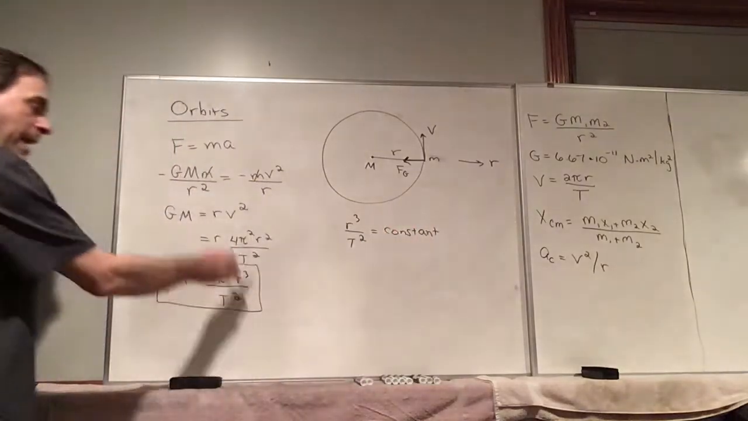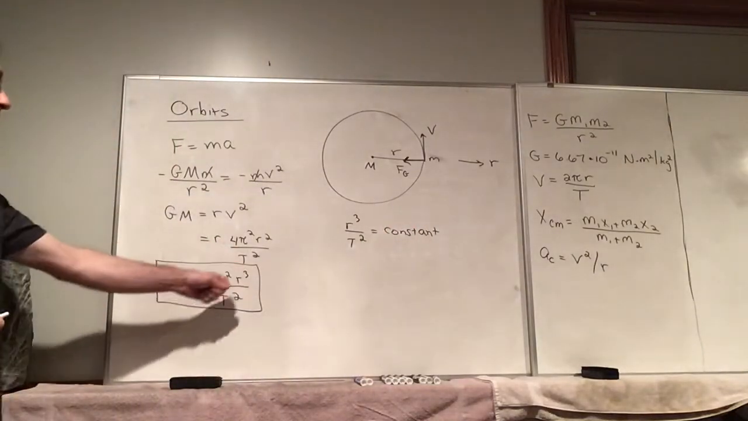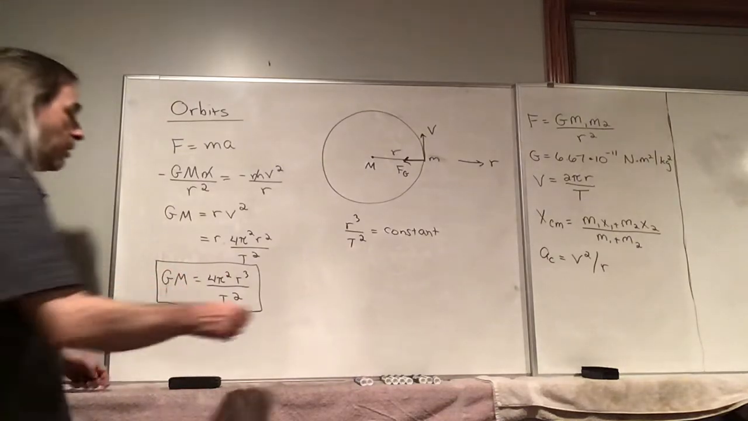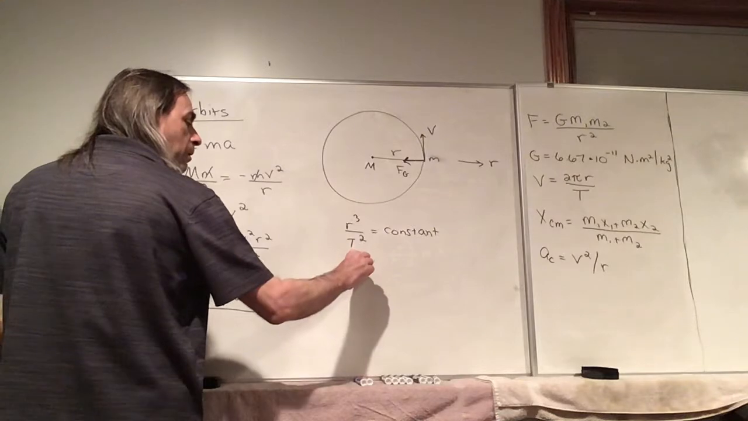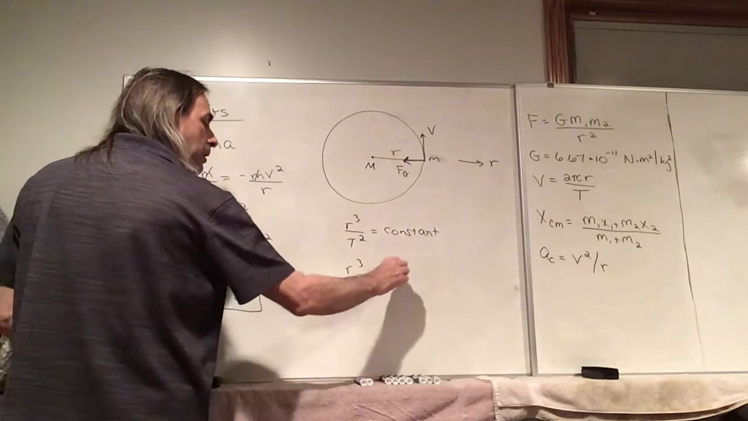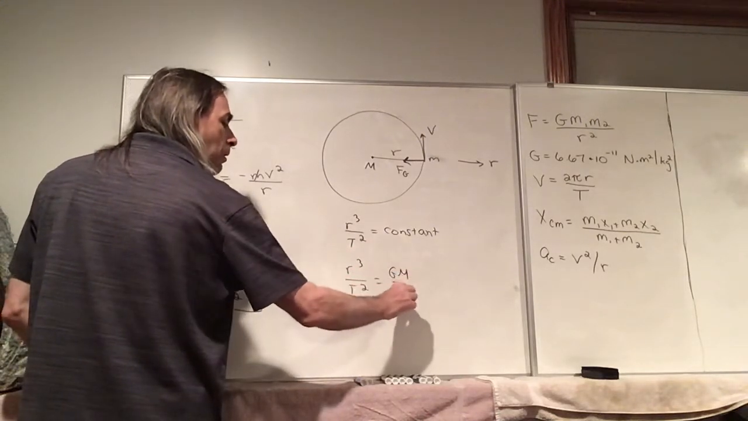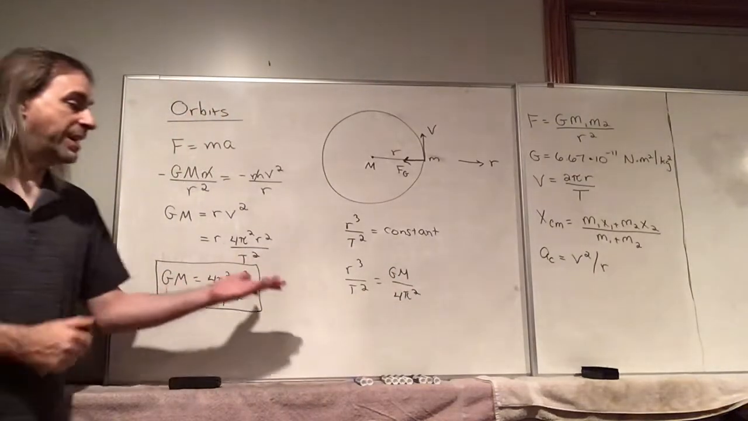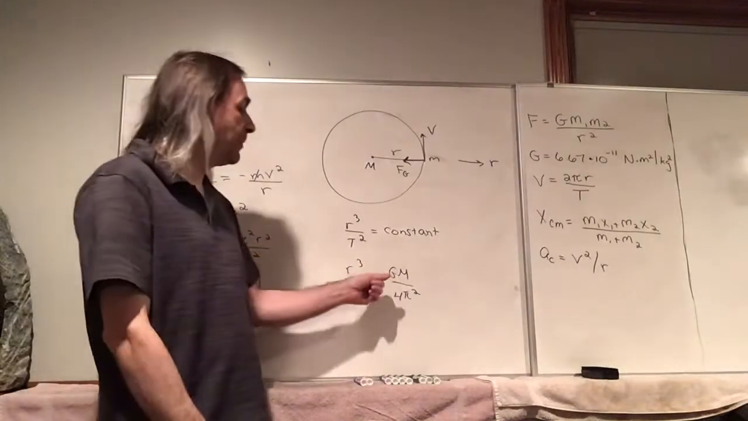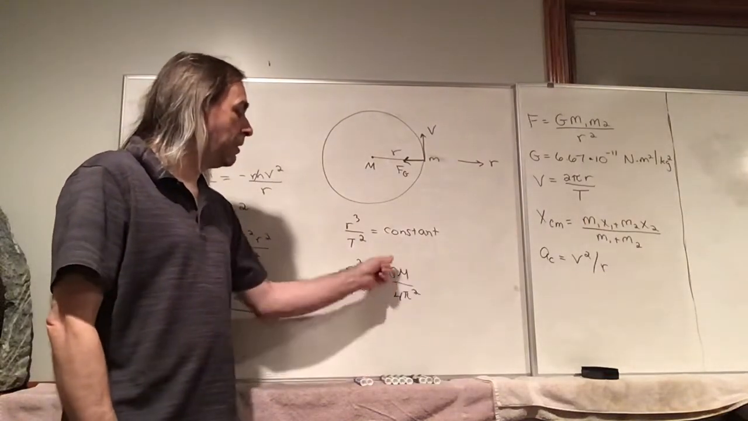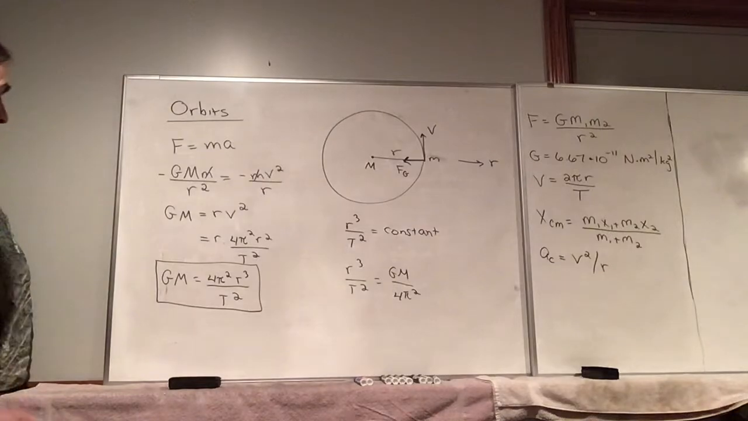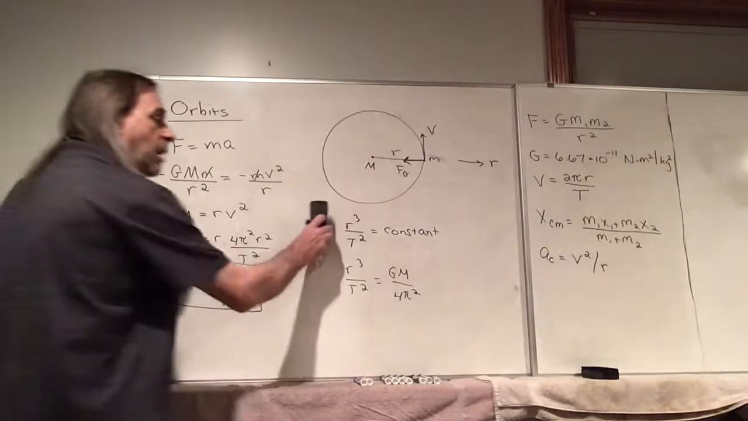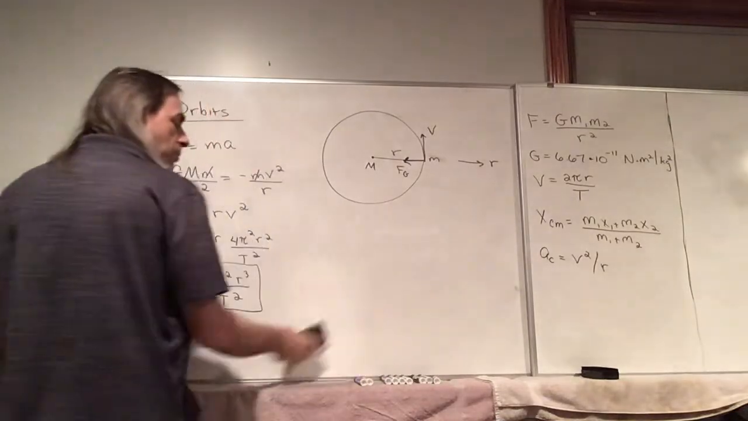And that's basically what we have here. Because if we just divide this equation by 4 pi squared, what we have is r cubed over t squared is GM over 4 pi squared, which is a constant for anything in our solar system. You know, this would be the mass of the sun. G is a universal constant. And so essentially what we have here is Kepler's law. And we'll talk about why that's so important.